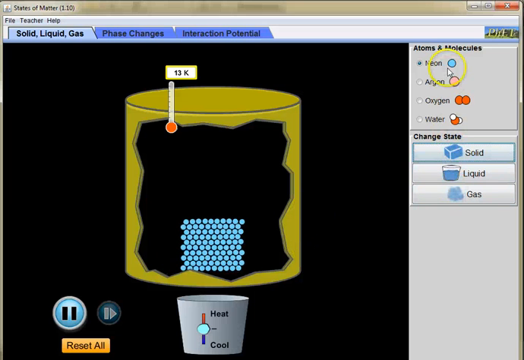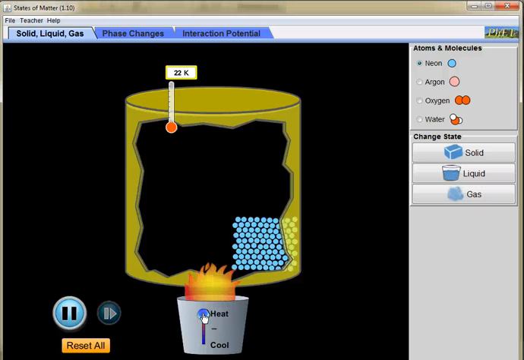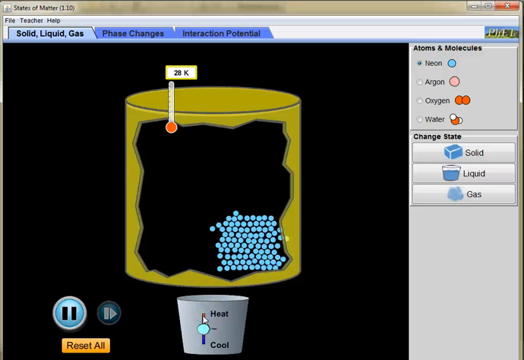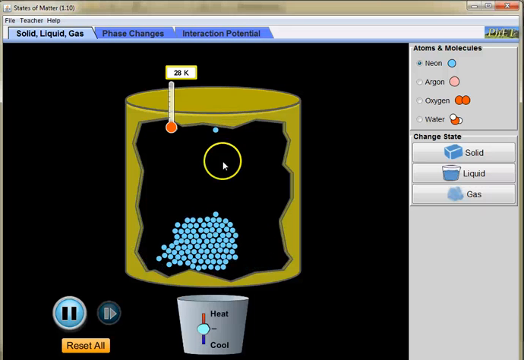So here again, let's select neon as our material, as atoms or molecules. We change the state to solid, and again we can see that each sphere is vibrating. Now we'll increase the heat till it becomes liquid. You can see the temperature is increasing, and the particles are vibrating much faster. At this particular temperature you can see that it has become liquid. Some particles are evaporating.